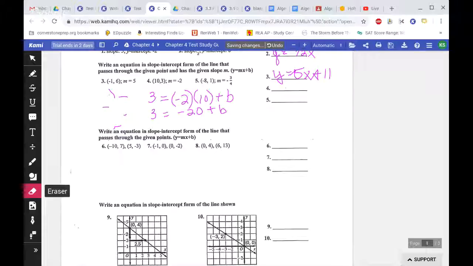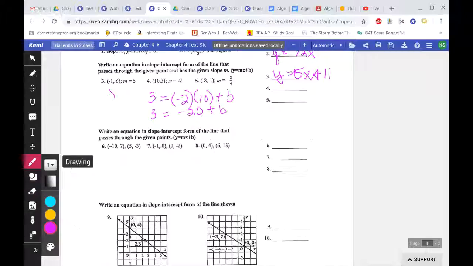Okay, so now what am I going to do? Add 20 to both sides. Good job. Add 20 to both sides. So my B is what? 23. Good job. All right, so my final answer is y equals -2x plus 23.